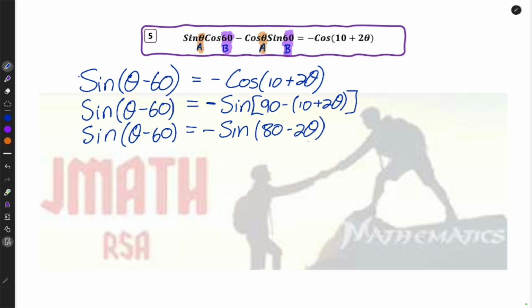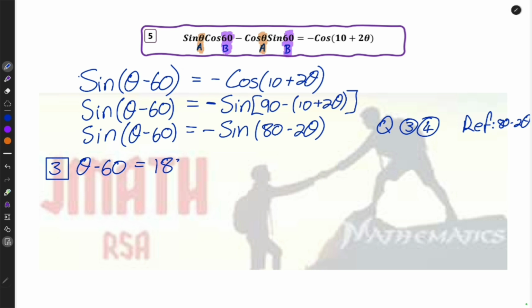Okay, perfect. I can see there's a negative. So my quadrants in this case would be 3 and 4 because I'm working with sine. And then the reference angle would just be the right-hand bracket. So 80 minus 2 theta. So in quadrant 3, I start with the left-hand side. So theta minus 60 is equal to 180 plus 80 minus 2 theta. I can put a bracket there, but it's a plus in front, so it's really not going to matter.